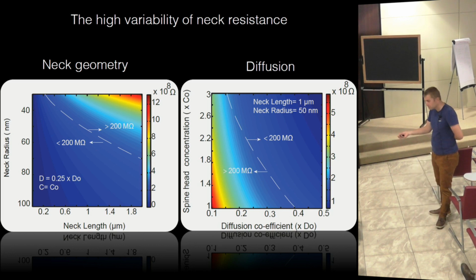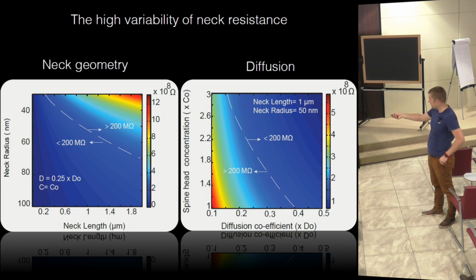At least with this model, there are no discrepancies with all the experiments that have been done. But typically, if we put the boundary of high resistance at 200 megaohms, you can have high resistance for a concentration of 150 millimolar and a diffusion constant of 1/4 of the diffusion coefficient in water, which is, again, an unknown of the model. Typically, if you take a length of 1 micron, which is really common, for a neck radius below 50 nanometers, you will have very high resistance.